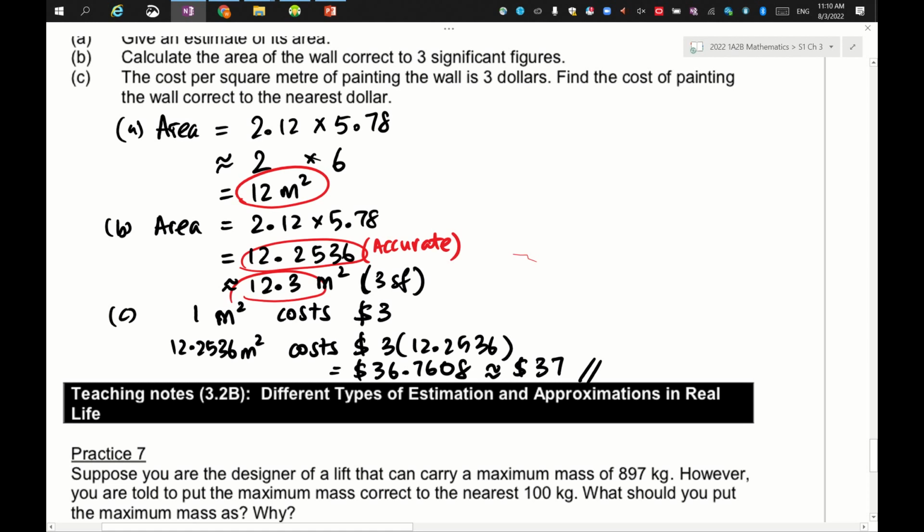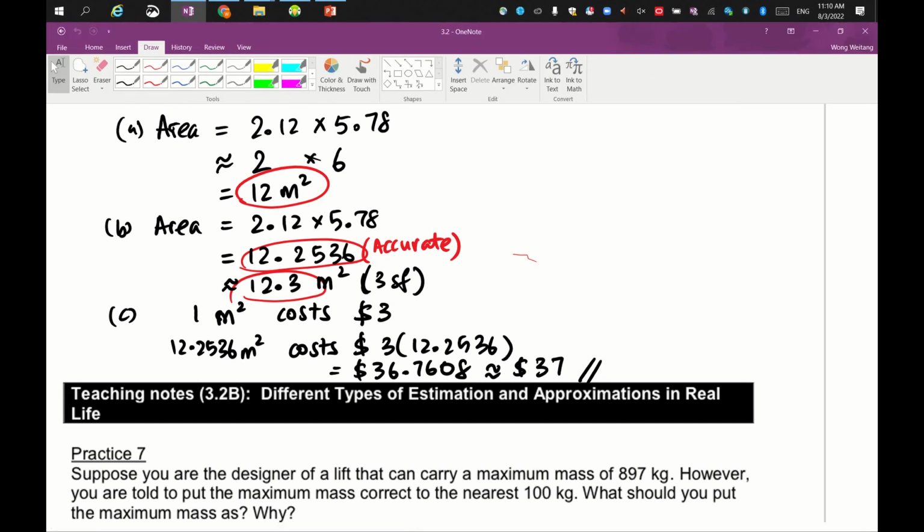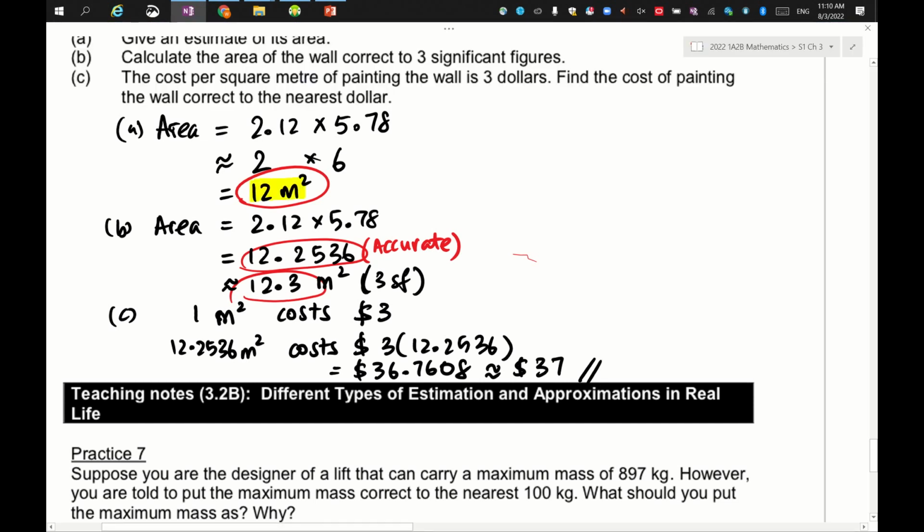So if you're the painter, and you choose to bill your customer, hey, you know what? I'm just going to charge you for 12 square meters. That's your first choice, right? So if you choose 12, you're going to end up earning 12 times 3. You're going to end up earning $36 only, no? How much should you be earning? You should be earning 36.7608. So if you do not know which value to choose, you may end up shortchanging yourself.